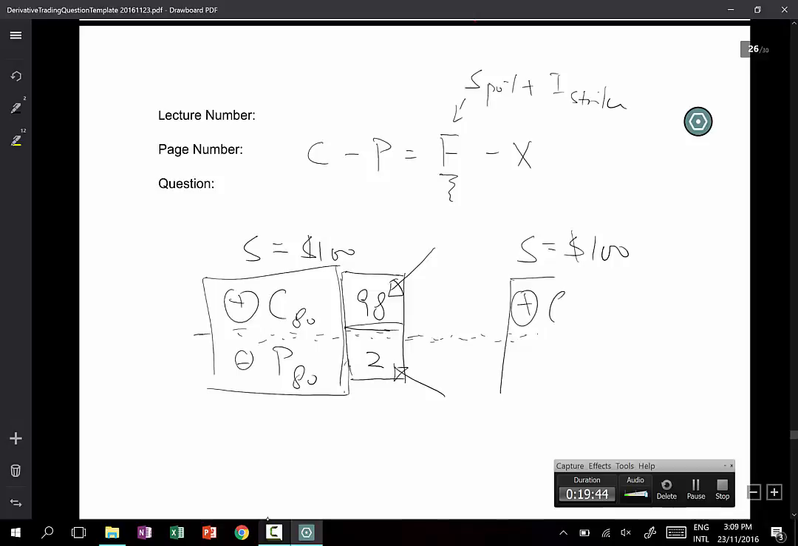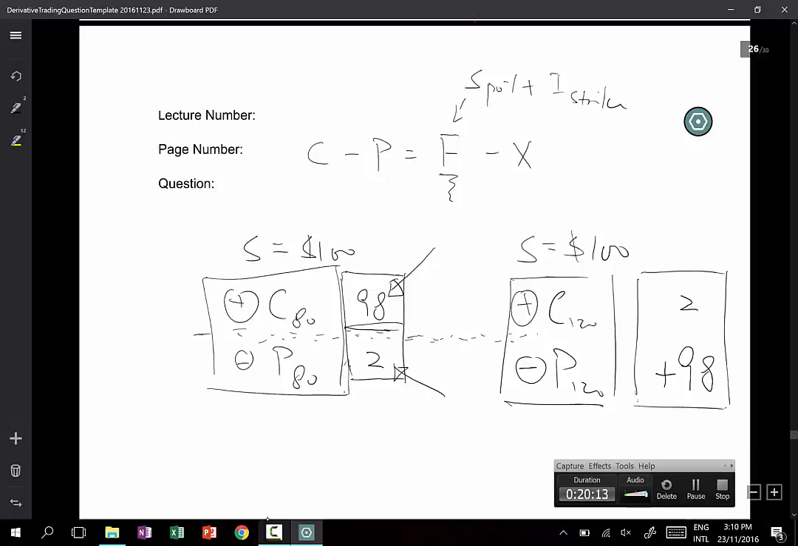Now let's say now you long a call at 120, okay, and you short a put at 120. Now the situation is different. So the put delta may well be like 98. Put delta is a negative delta, but you are short the put, so it's a positive delta, okay, and the call delta might be 2, let's say, and they still add up to 100.